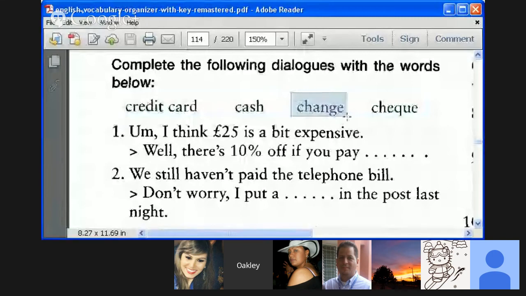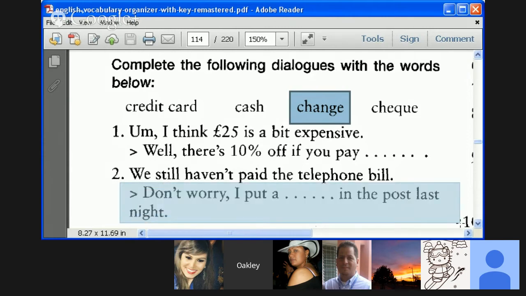Probably not. Change refers to coins. Well, it actually has two meanings. It can refer to coins, 25 cents, a quarter, a dime, a nickel, a penny. Or if you pay $1 for a 99-cent hamburger, your change is 1 penny. That's your change, the money you get back. But no, Italo, that's not going to work.